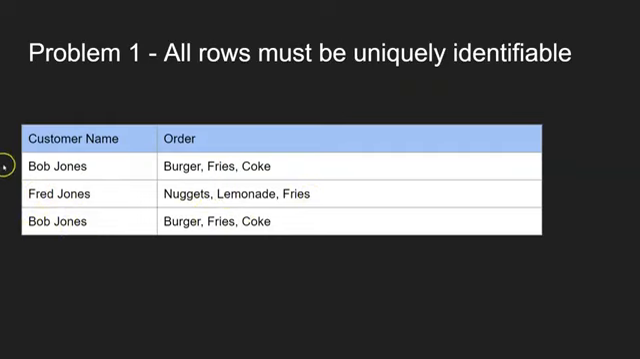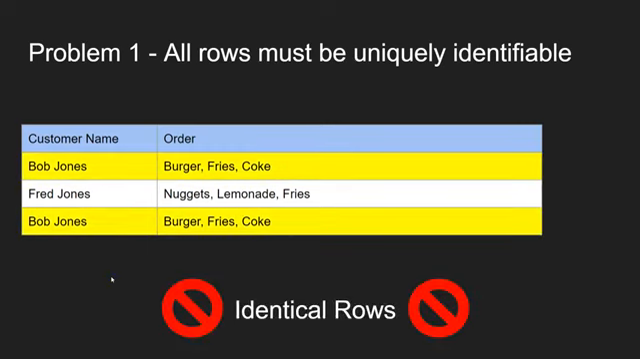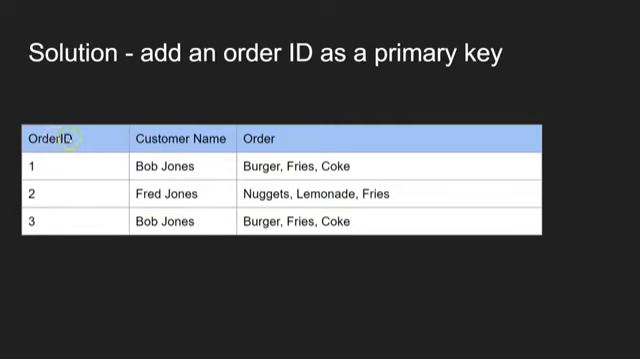Now that's fine, apart from we can't tell the difference between this row here and this row here. So we have no idea, for instance, which order was ordered first. We've got no idea at all. So we need to change that because they need to be uniquely identifiable. And the way we do that, nice and simple, is we just add an order ID column.